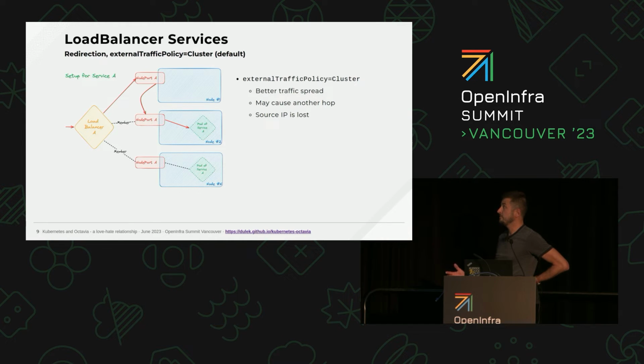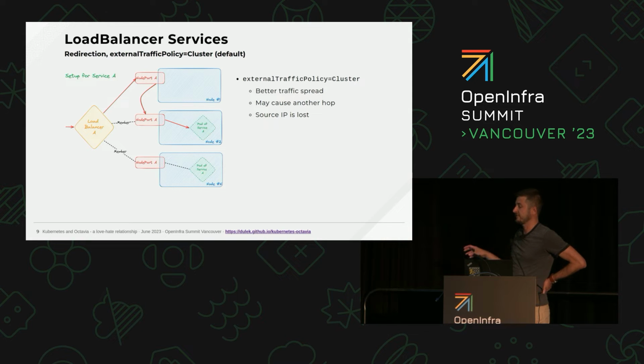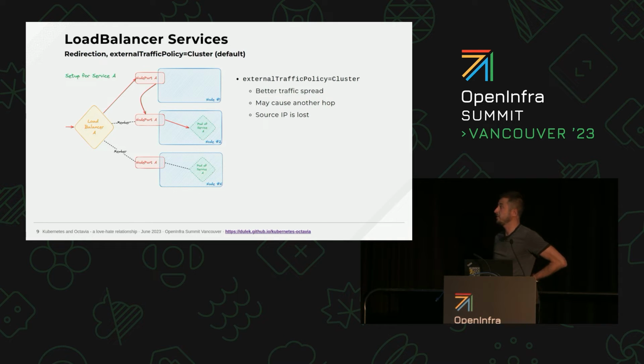Now, this is the default because it's a conscious decision by the Kubernetes developers in order to enable better traffic spread, because you can have multiple pods of a service in a single node, and then you want this node to be targeted more often. But this may cause another hop to a node, so kind of a delay here. But also we lose the source IP, and the pod of the service A doesn't have the real source IP of the client.